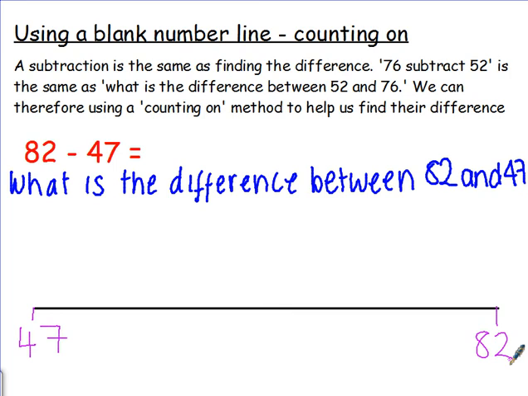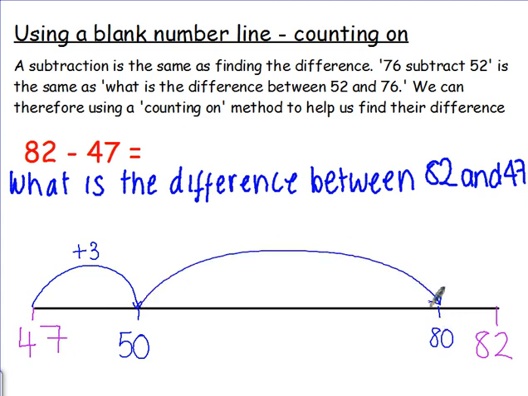Now I've got to work out, how do I get from 47 to 82? I'm going to break this down into steps. If I've got 47, the best thing to do is round it to the next 10. So I'm moving up to 50. How do I get from 47 to 50? I add 3. Now, because it's already 50, the next number that's easy to get up to by looking at my tens is from 50 to 80. And I'm adding on 30.